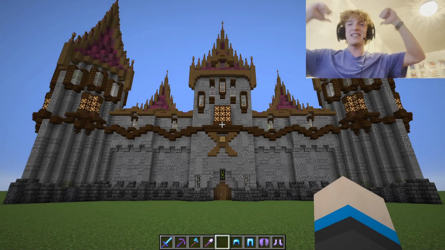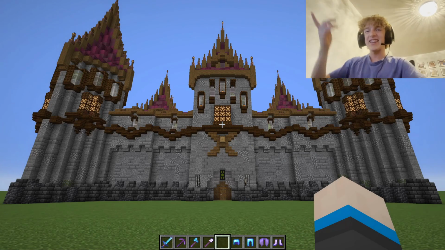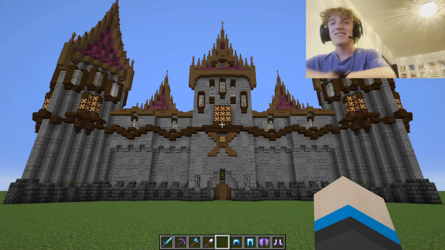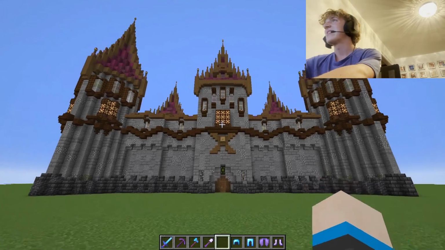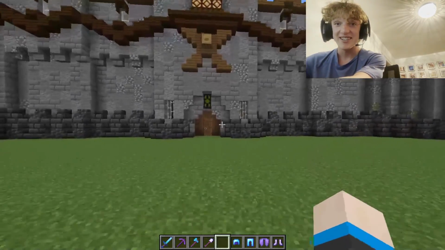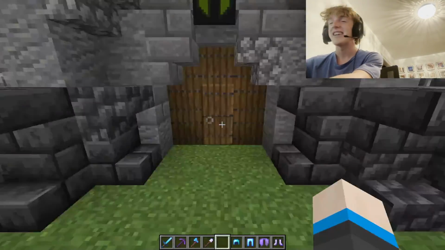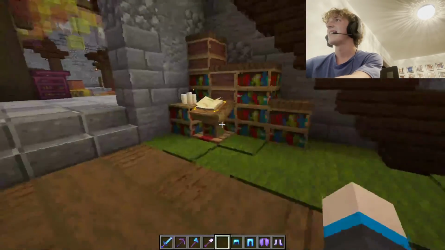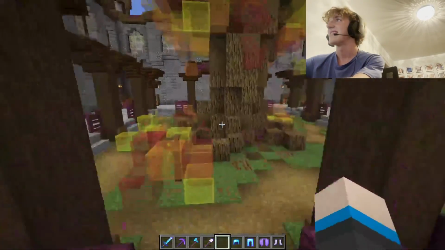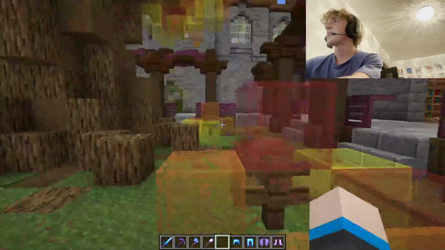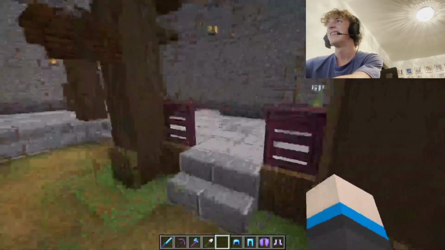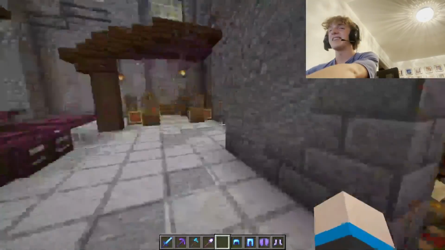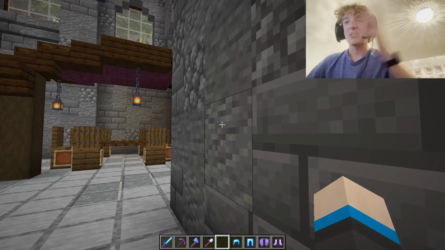Yay, we did it. Look at that. I built my base in Minecraft. Let's look inside it, shall we? Look, it has a bookcase and giant tree in the middle. What a nice house. Welcome.